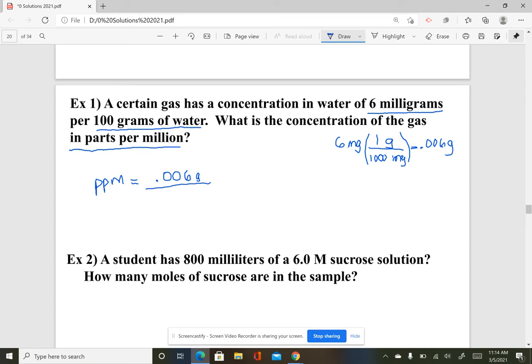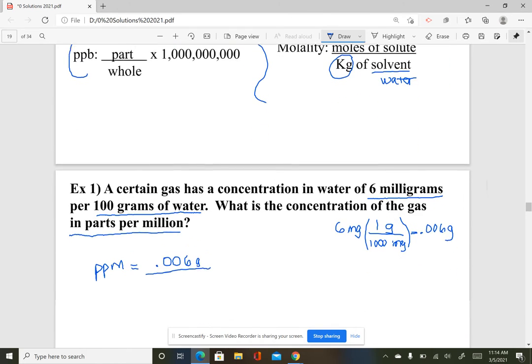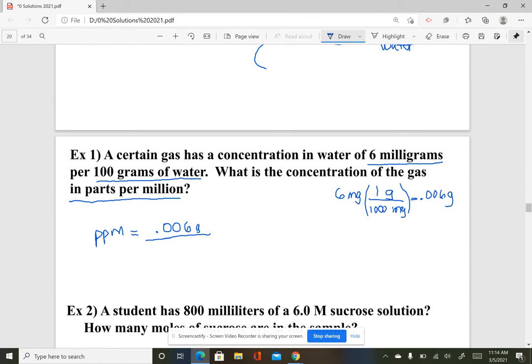Okay, now guys, on the bottom, my whole is my whole solution. So when they give us a mass of 100 grams, it says that that's 100 grams of water. Is water my whole solution? No, it's not. So on the bottom, I really shouldn't just put 100. I should add the two things together, the solute and the solvent, to get my bottom number. Now, with parts per million, if you forgot to add the 0.006, that's really not going to make a huge difference because it's such a small number.